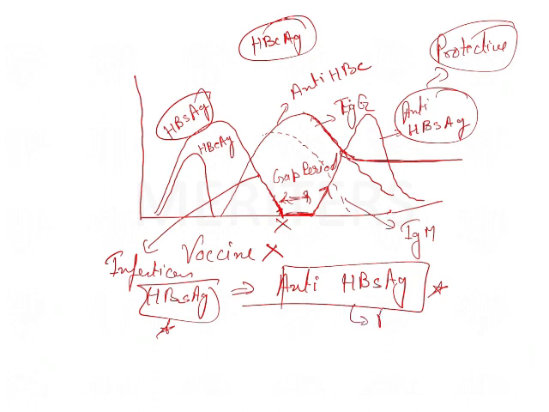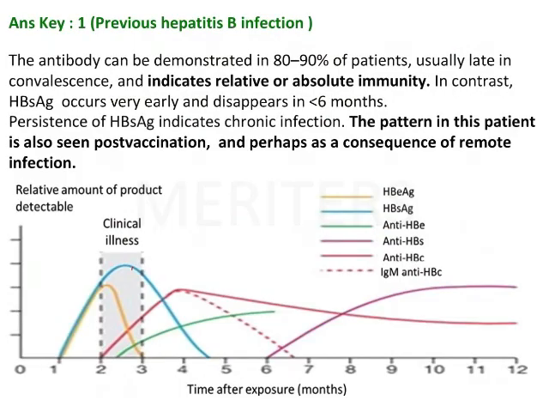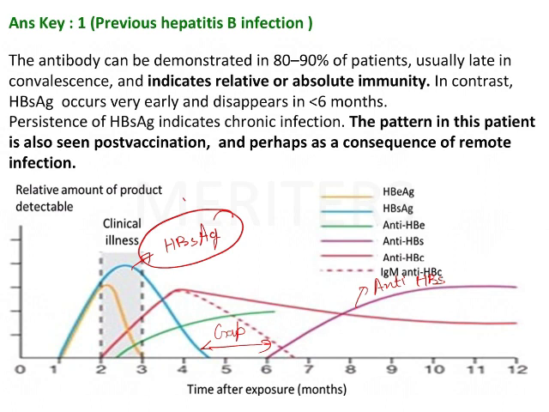This is going to be your protective antibody here. I hope it is clear. I'll just show you through the graph also. This blue line is going to be your HBsAg. Here is going to be your gap period. Then here you are going to have your anti-HBs antibody. That means there would have been some infection earlier. This HBsAg is not present right now in the serum, but yes, the antibody to it is present.